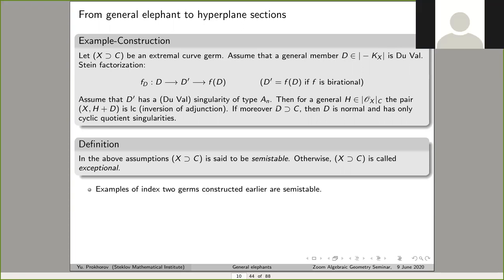Sorry, this H, does it contain C? H, of course, is the pullback of a hyperplane section of the base through a point. I see. So our first examples, index two germs, are semi-stable.